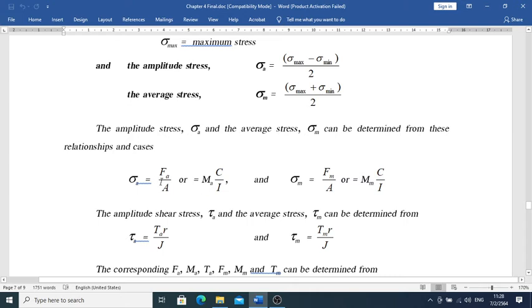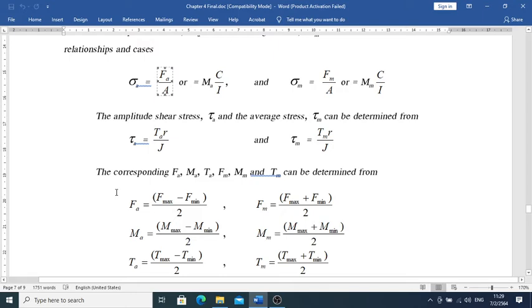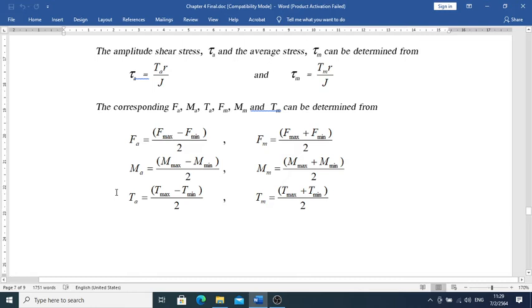On each of the corresponding, sigma a is going to have F over A, M times C over I, and then tau is going to be torque times R over J, things like that. I'm sorry, M times C over I, respectively.